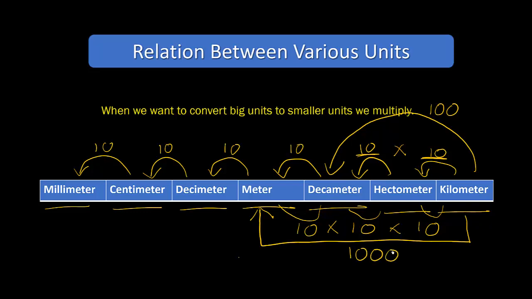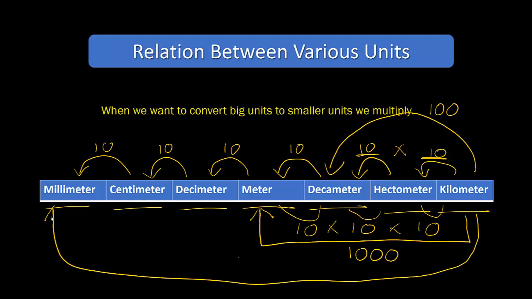Finally, I have one last question. What if I want to convert kilometer all the way to a millimeter? Well, in this case, kilometer to hectometer is 10. Hectometer to decameter is 10. Decameter to meter is 10. Meter to decimeter is 10. Decimeter to centimeter is 10. And centimeter to millimeter is 10.